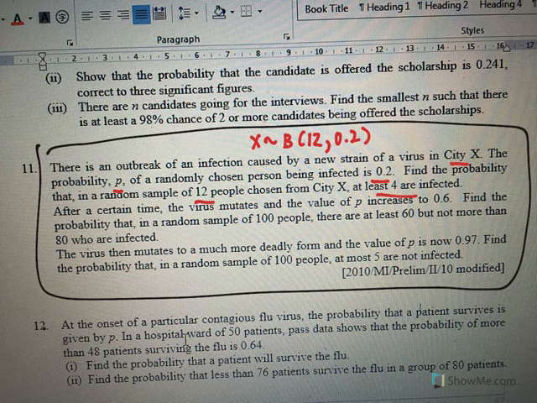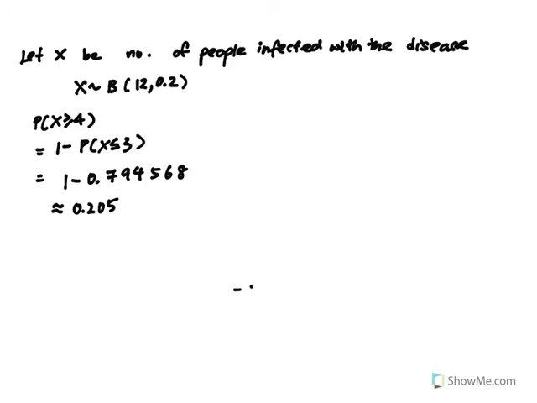At a certain time, the virus mutates and then P increases to 0.6. Find the probability that in a random sample of 100 now, there are at least 60, but not more than 80 who are infected. So the probability that X is at least 60, but not more than 80. So it's at most 80. Am I right? Not more than 80, but it still includes 80.